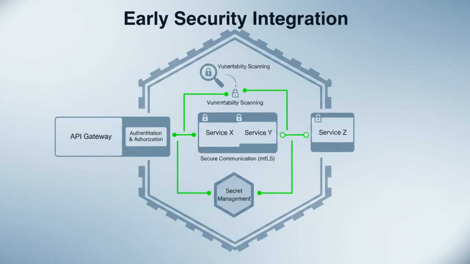Utilizing mutual TLS or MTLS for inter-service communication ensures that both parties verify each other's identity and encrypt traffic. Secure secret management through tools like HashiCorp Vault or Kubernetes Secrets is vital for handling API keys, database credentials, and other sensitive information. Regular vulnerability scanning and security audits for each microservice, along with adherence to secure coding practices, are also paramount. By building security in from the ground up, you significantly reduce risks and protect your distributed system from evolving threats, ensuring data integrity and user trust.